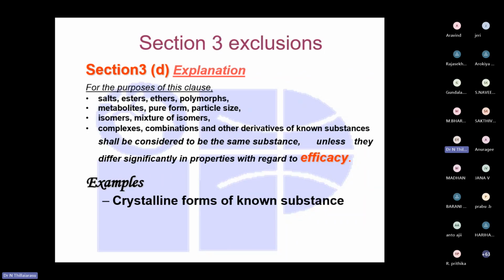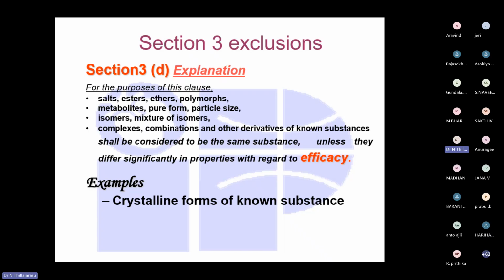Okay, so some examples, for the purpose of this clause: salt, ester, ether, polymorphs, metabolites, pure form, particle size, isomer, mixture of isomers, complexes, combinations and other derivatives of a known substance shall be considered the same substance unless they differ significantly in properties with regard to efficacy. Okay, the crystalline form of known substances. So for all this, we are not supposed to file a patent.